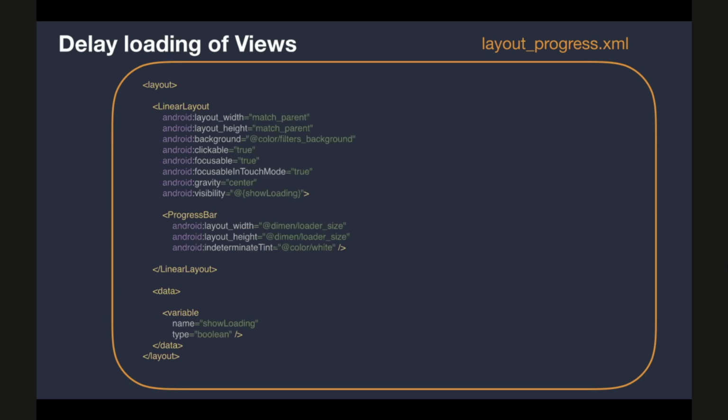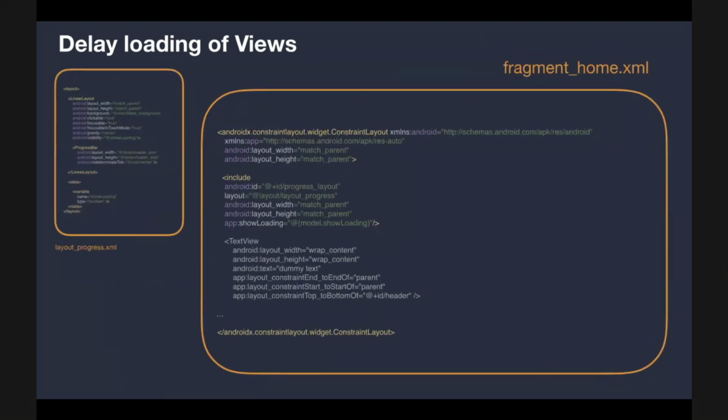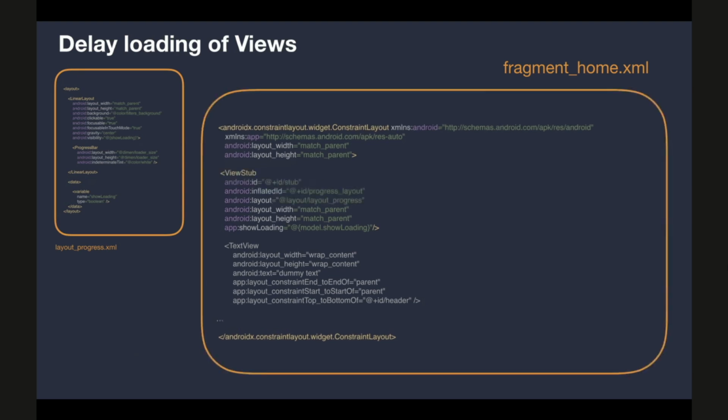How we usually do this is by including this progress layout in our fragments and then toggling the visibility, like show loading using data binding and all that. But did you ever wonder what if we can actually delay loading of this instead of just toggling visibility? We can very easily do that using a view stub.